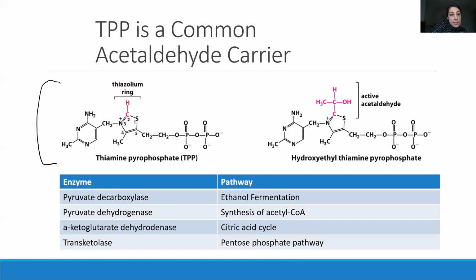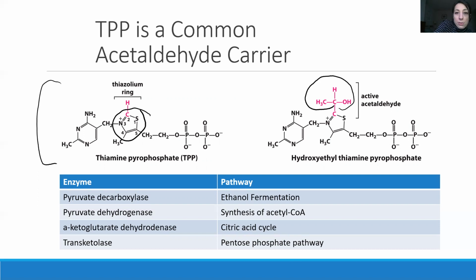So you see that this thiazolium ring right here in the center of TPP is what is actually doing the work. Here, this very reactive carbon is going to be the site which can bind with a molecule forming this active acetaldehyde. So an aldehyde can come in and bind here to our thiamine pyrophosphate, forming this temporary alcohol, which is then carried through and can be brought into other areas.